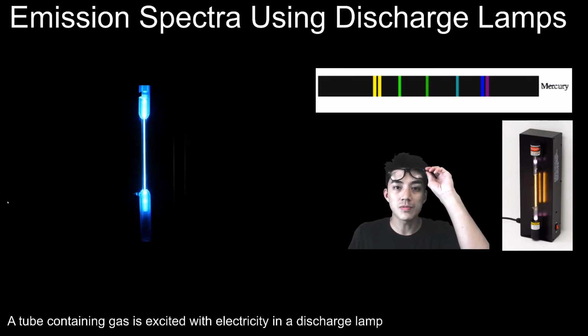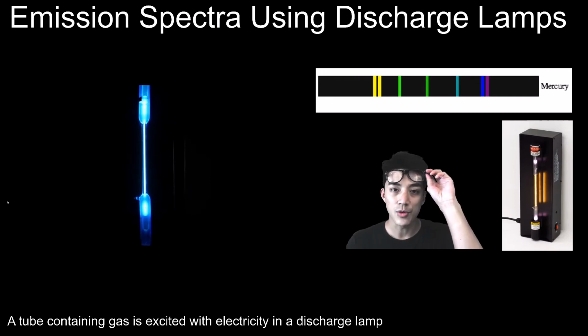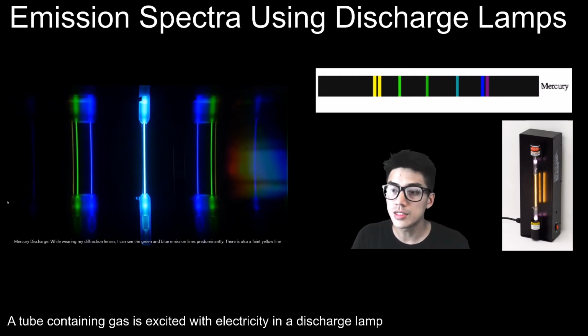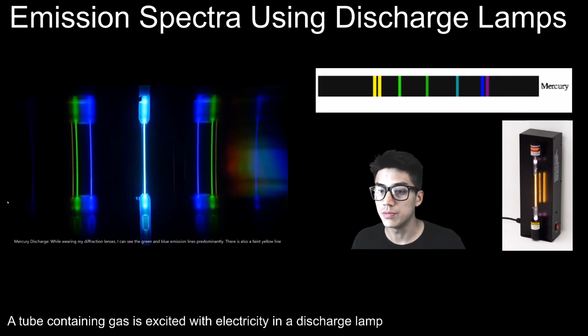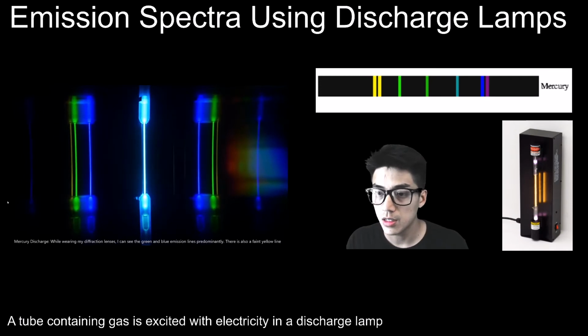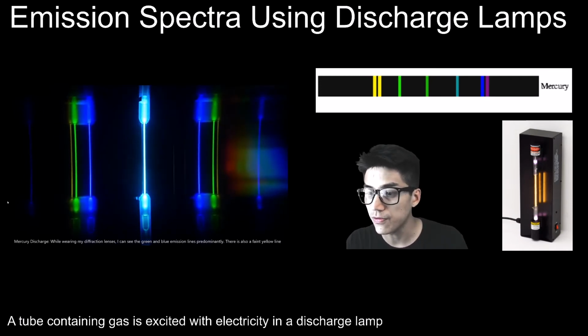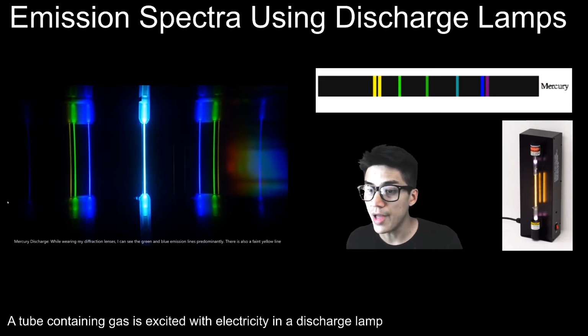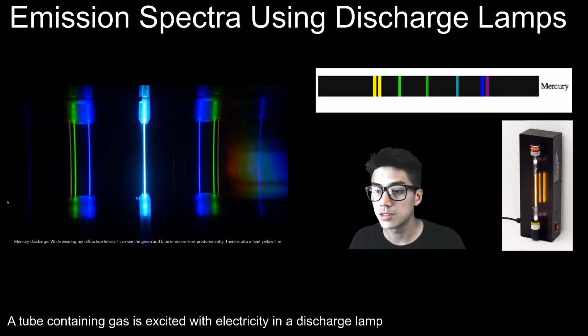The first tube I'm starting with contains mercury. And with the naked eye, I could see that mercury gives off a bluish colored light when it's excited. With my lenses on, let's see what we observe on the emission spectrum. So I see predominantly green and blue lines, and there's also a faint yellow line. And if you look above me, the emission spectrum matches up with what I see with these lenses.